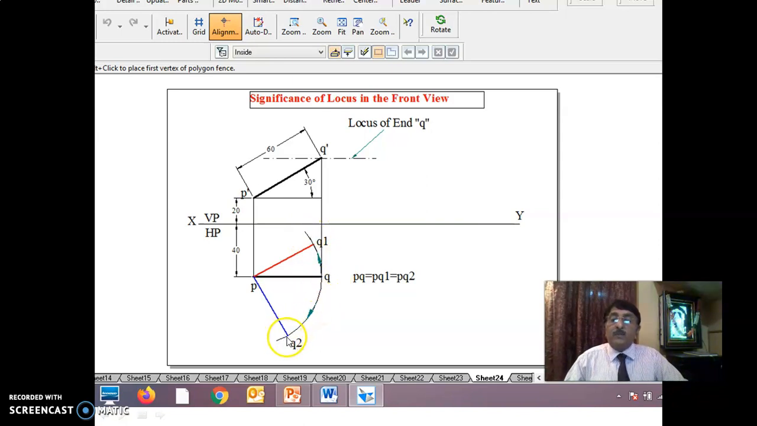That's a standard question. When they ask you why you draw an arc, it is because the inclination to HP remains same. As a result, the top view length remains same. That is why I draw an arc with P as center and PQ as radius. Drawing an arc immediately signifies that the inclination to HP is constant throughout this arc. Whether you do this way or this way, throughout this arc inclination to HP is always 30 degree, but inclination to VP goes on changing.